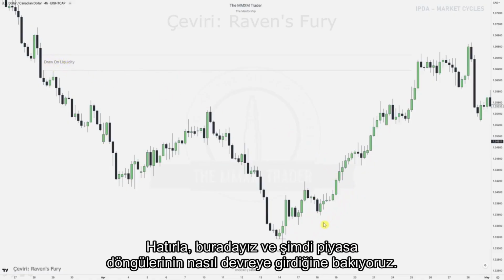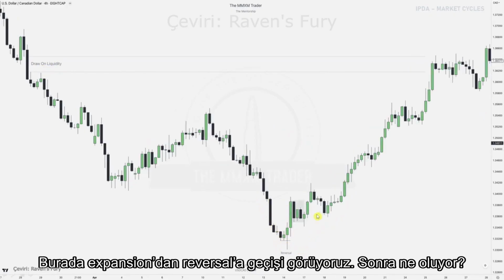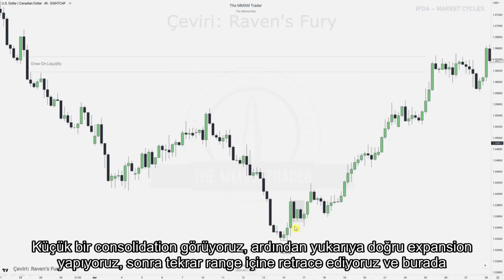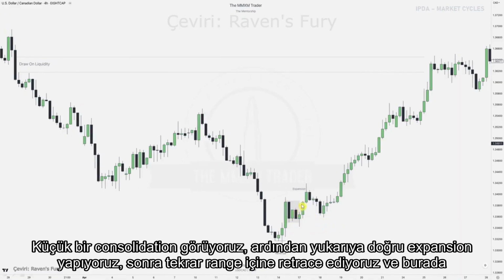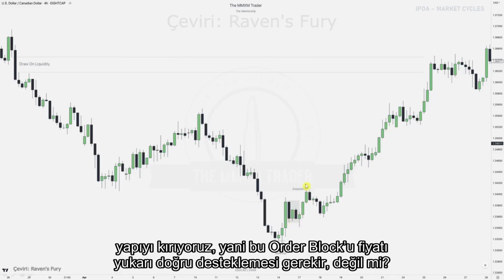And now we're going to look at where the market cycles come into play. So we can see expansion into reversal, right? Then what happens over here? We have a small consolidation. We expand up higher. Then we retrace back into the range, right? And then we have this order block right over here, which we talked about in the previous lesson. We're taking out these lows down here with this candle, breaking up structure. So this should support price action to continue up higher.